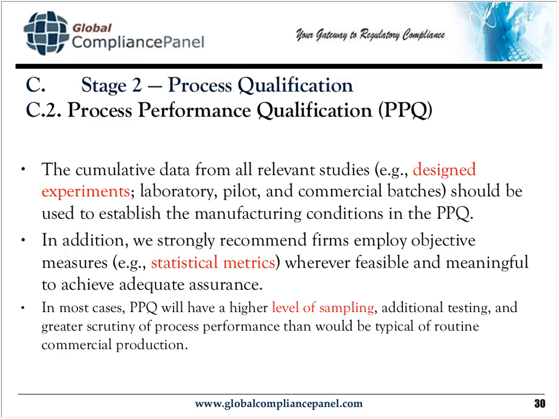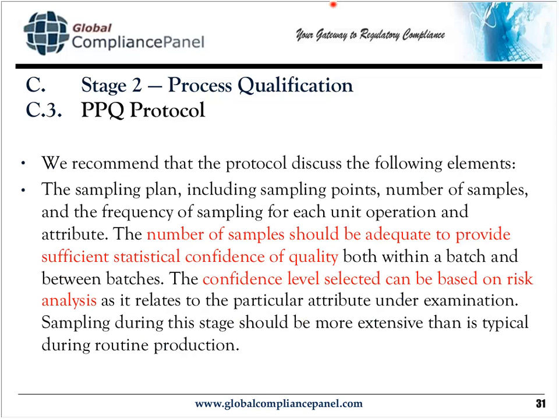But at this level, when you're doing the PPQ, you want that higher level of sampling. And you need to write a protocol, and the protocol should discuss things like the number of samples, and you see, this is the thing, at sufficient statistical confidence. Are you willing to accept only 90%? Well, probably not in the days of Six Sigma. You probably want something more like 99% at this level.